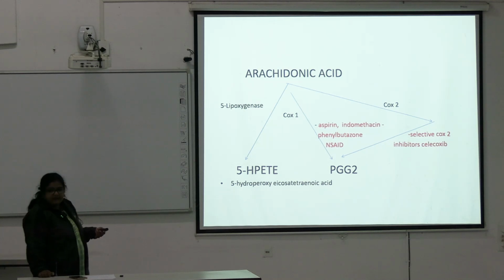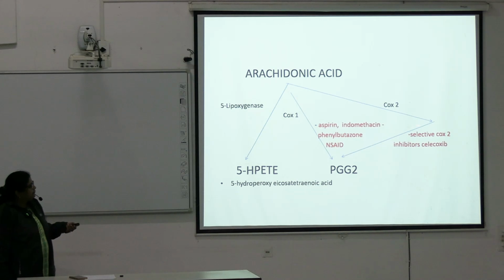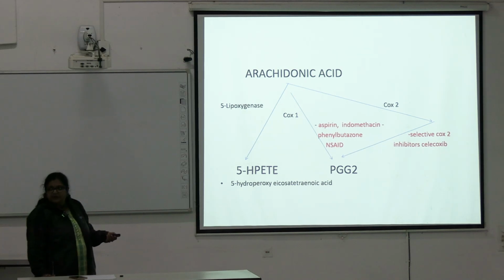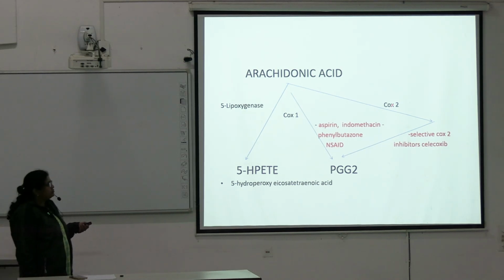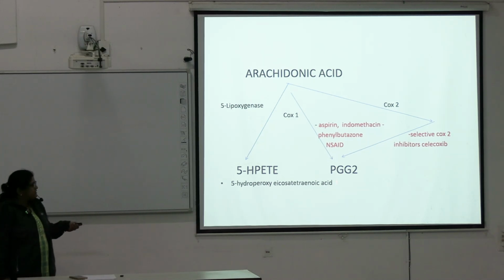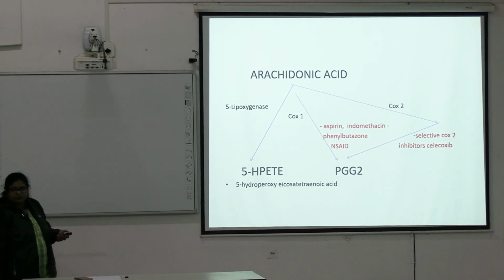They inhibit the cyclooxygenase enzyme, both COX-1 and COX-2. Another is a selective COX-2 inhibitor, celecoxib. It acts only on the COX-2 enzyme, with no effect on COX-1. So, in this cyclooxygenase pathway, prostaglandin is synthesized, first from arachidonic acid to PGG2.